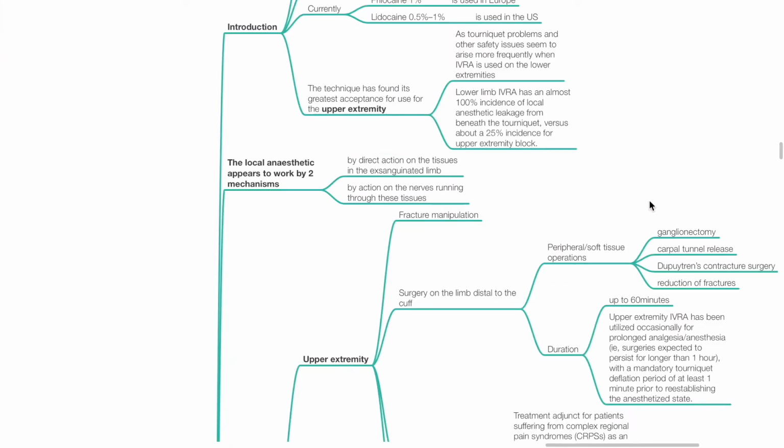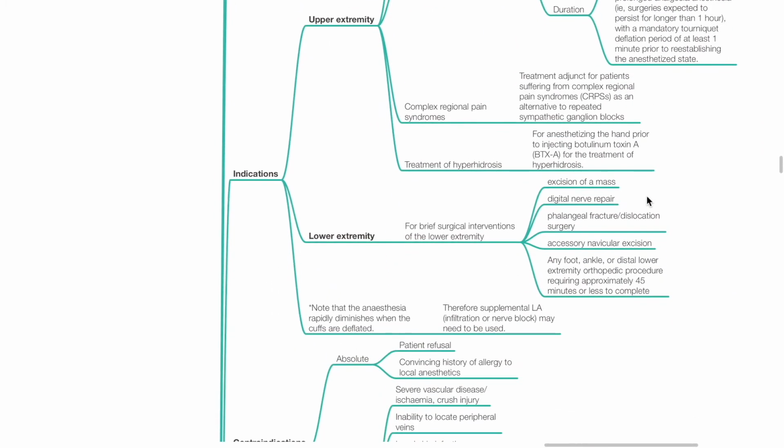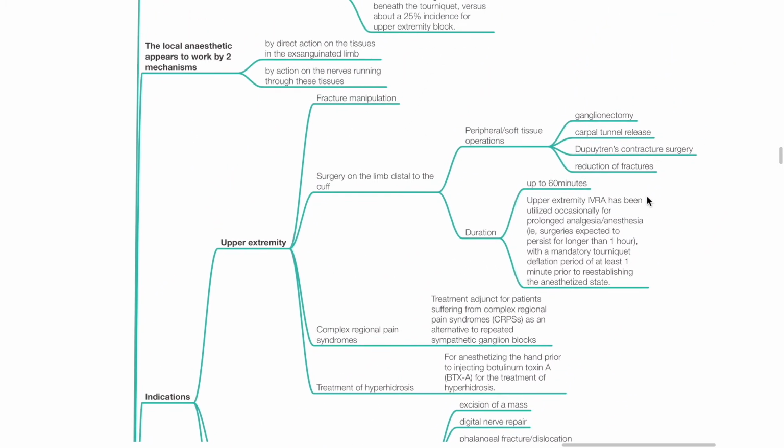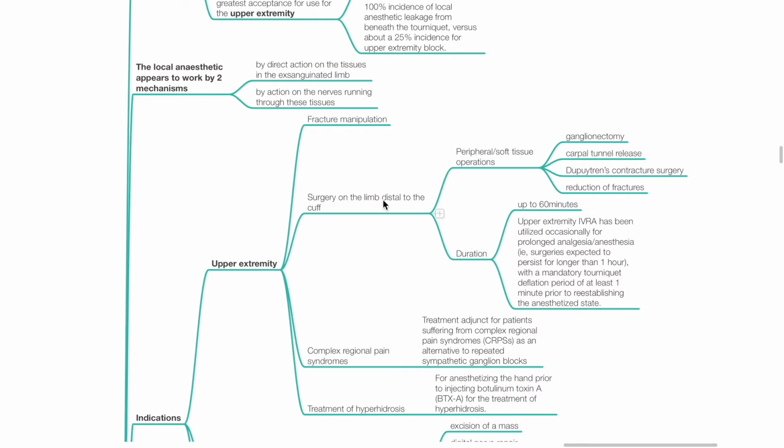The local anesthetic appears to work by 2 mechanisms: by direct action on the tissues in the exsanguinated limb and by action on the nerves running through these tissues. Indications for IVRA: for the upper extremity, fracture manipulation, surgery on the limb distal to the cuff, up to 60 minutes, complex regional pain syndromes, and treatment of hyperhidrosis, for anesthetizing the hand prior to injecting botulinum toxin A.